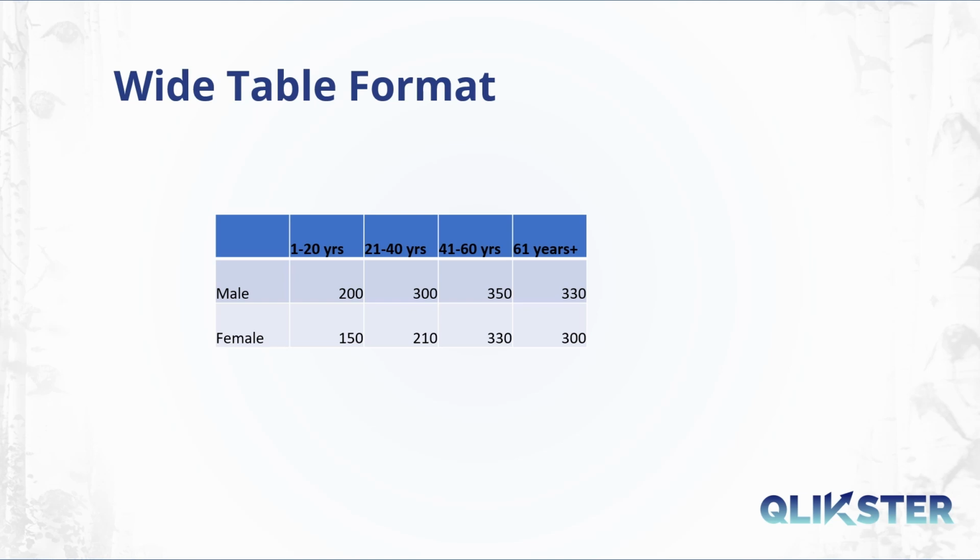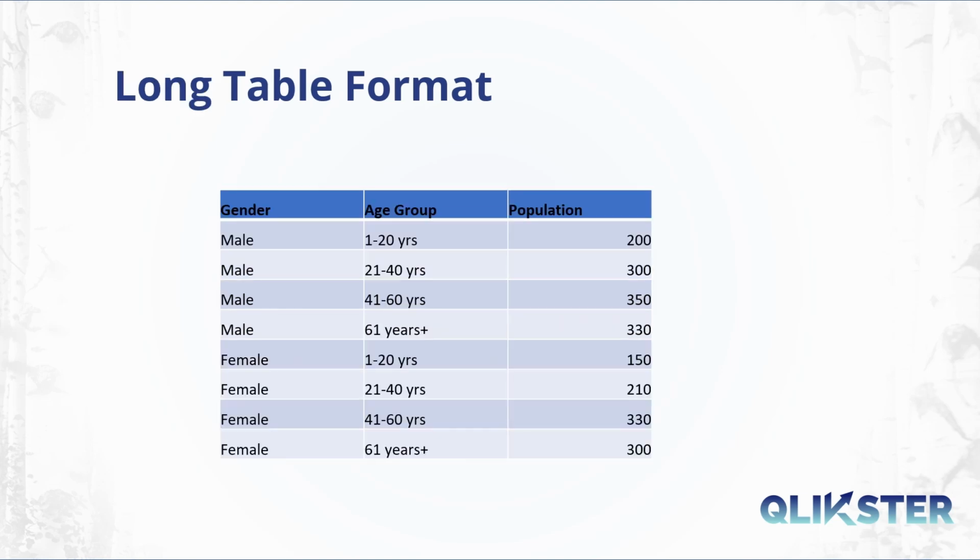The gender is represented by rows, whereas the age groups are represented by different columns. In the middle of the table, you'll find the actual population sizes of those groups. In contrast to that, the same data can be represented by the long table format.